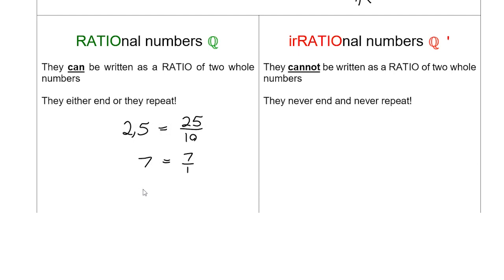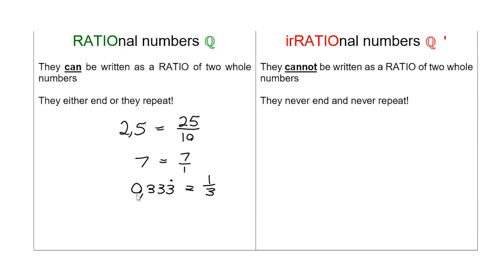A number like 0,333, carrying on forever. This one doesn't end, but it does repeat. This one we can write as 1/3. It's also a rational number. A number you might think, well, what about 0,0007? Well, that can be written as a ratio of two whole numbers because we just move it enough decimal places. It's actually going to be 7/10,000. They either end or they repeat.